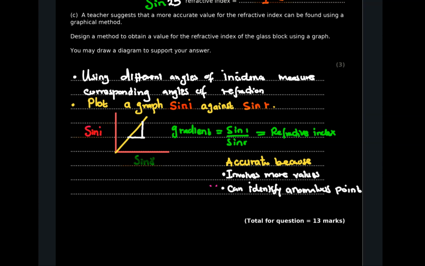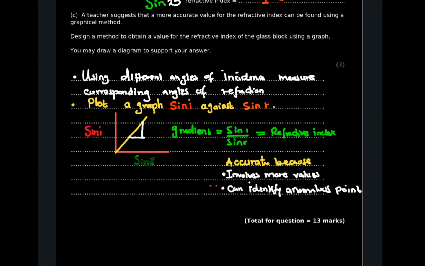In this particular question you were not supposed to have mentioned it, but sometimes you'll find questions asking you, why is this method accurate? It's because it involves more values, and at the same time you can identify anomalous points which you can disregard in the process. When you have anomalous points, the way you deal with them is that you can repeat that point that is anomalous and see where the error was, or you can disregard it.